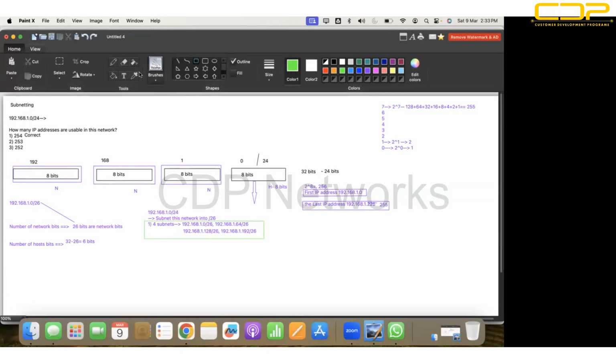If I say 24, how many network bits do we have? 24 network bits. Right, so 24 bits is equal to 24. Now, if I say 26 bits, how many network bits do you think I have? 26. Correct. So my actual network is this, and my requirement is this.